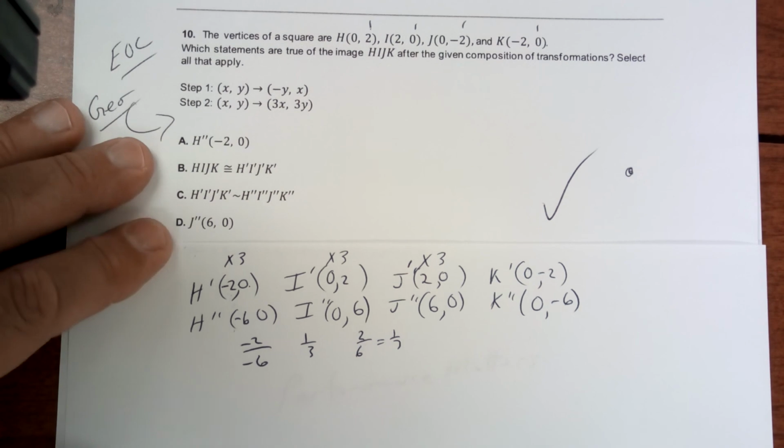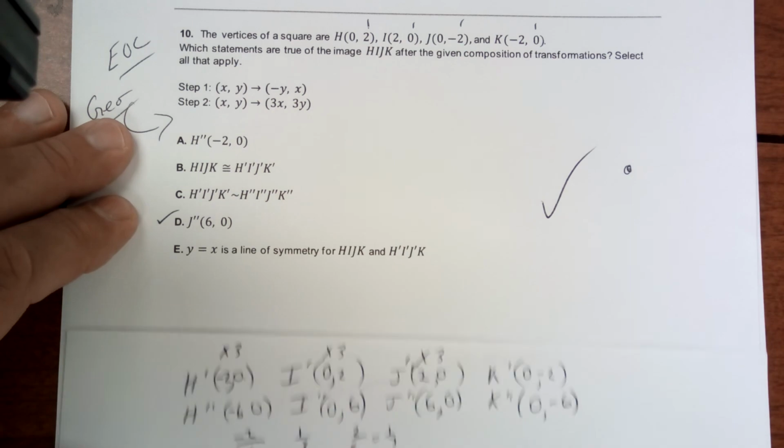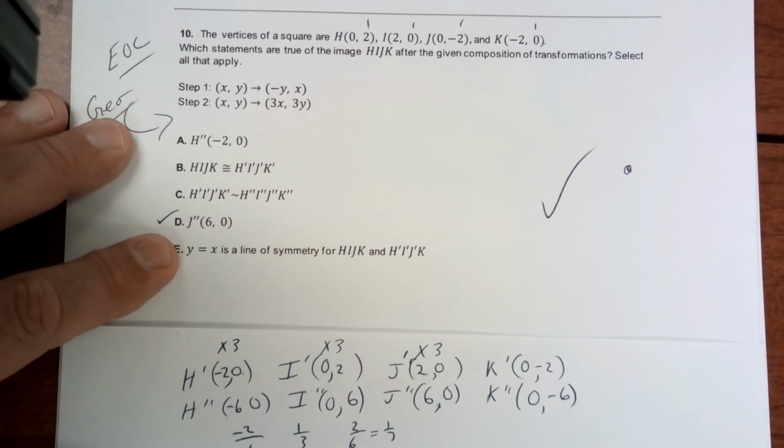Let's see. J double prime is 6 and 0. That's the one I'm going with right there. Okay, there it is. I'm going with this one right here. And as far as this other one, I'm not even going to mess with it. That's the one I'm going with.